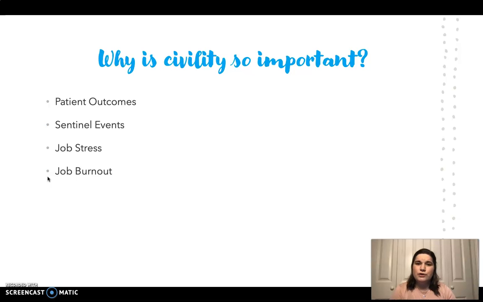Same with job burnout. If you're in a constant state of stress in your job and you just don't feel like you're engaged and you're not being treated with respect and everything else, you're going to feel more burnout about your job. You're not going to want to go to your place of work, and you're just not going to feel like you're important.